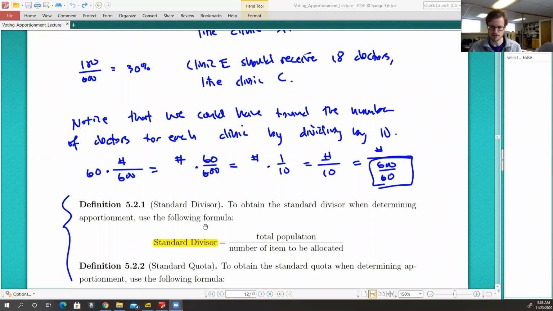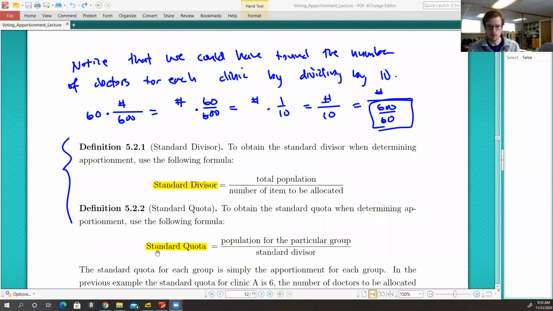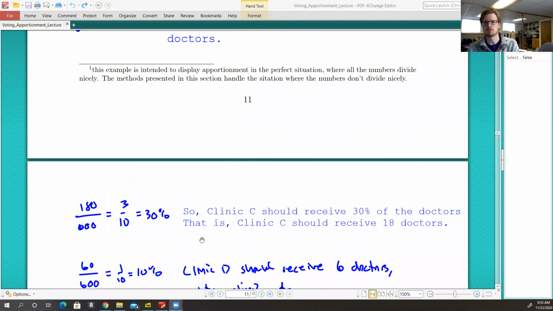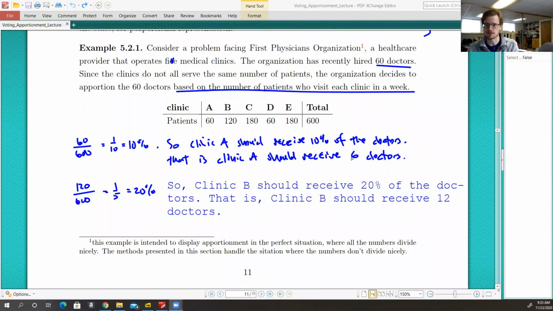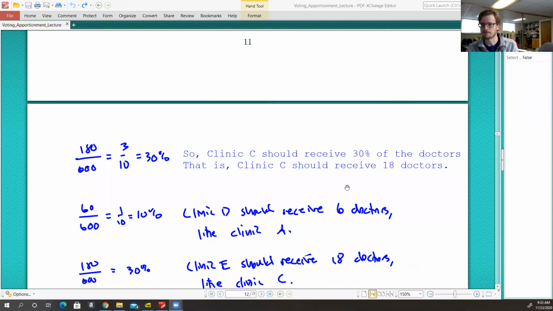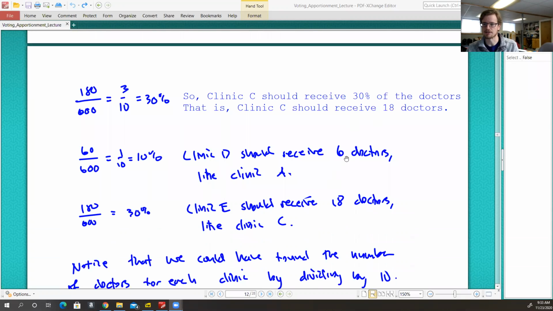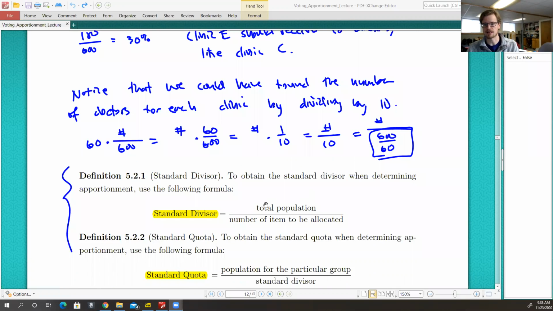And then the standard quota, that is the amount that's supposed to be apportioned to each. So the standard quota for each was the number of doctors they get: 6 doctors, 12 doctors, 18 doctors, 6 doctors, and 18 doctors. That's the standard quota. We have a quota for each of the groups, whereas the same divisor is used for all groups.